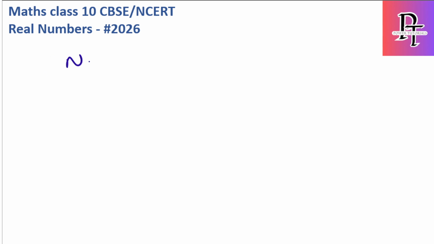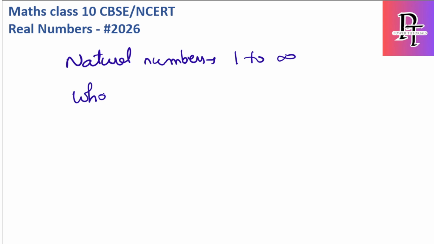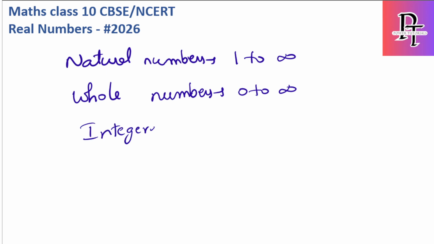First one is natural numbers, going from the smallest. What are natural numbers? Those which start from 1 to infinity. Then we have whole numbers. Only one number is different between natural numbers and whole numbers, which is 0. So from 0 to infinity comes under whole numbers. Then we have integers. This starts from minus infinity to infinity.